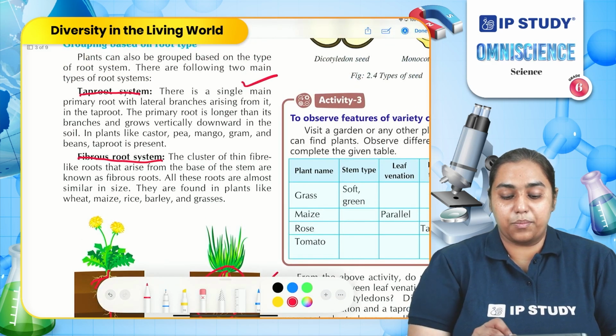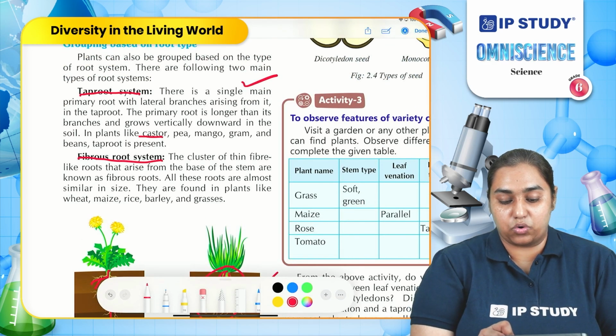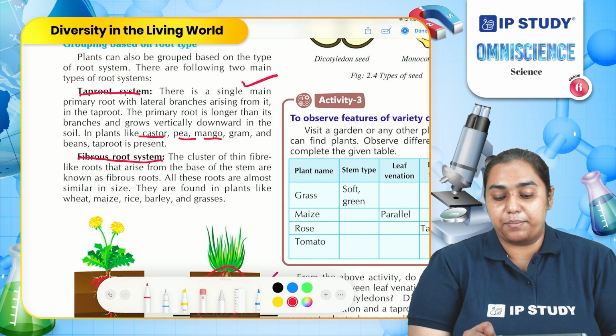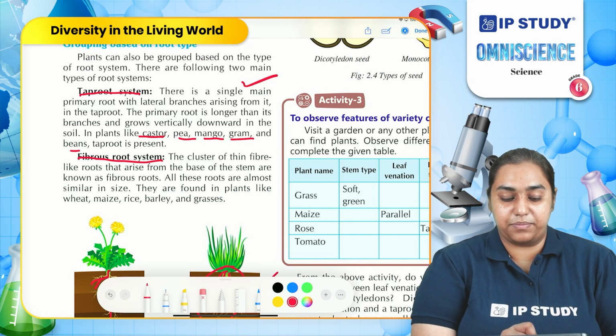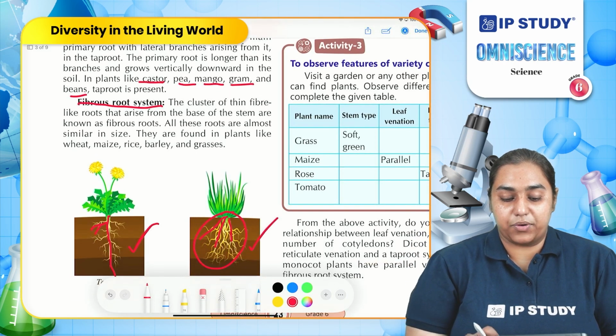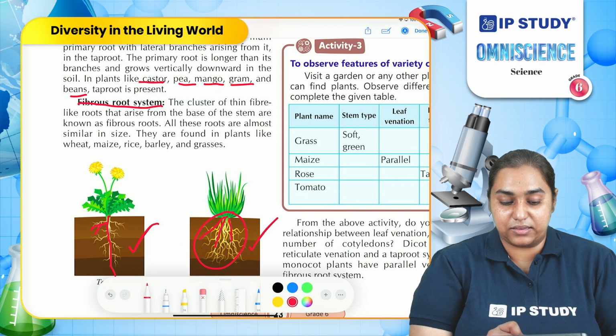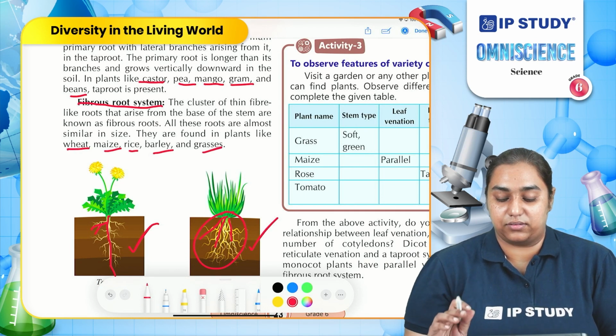Common examples of taproot system are castor, pea, mango, gram, and beans. Common examples of fibrous root system are wheat, maize, rice, barley, and grasses.